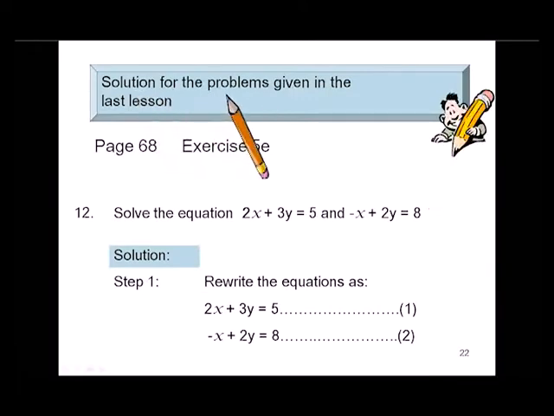Solution for the problems given in the last lesson. Page 68, exercise 5E, question 12. Solve the equations 2x plus 3y equals 5 and negative x plus 2y equals 8. Solution. Step 1. Rewrite the equations as 2x plus 3y equals 5, equation 1, and negative x plus 2y equals 8, equation 2.